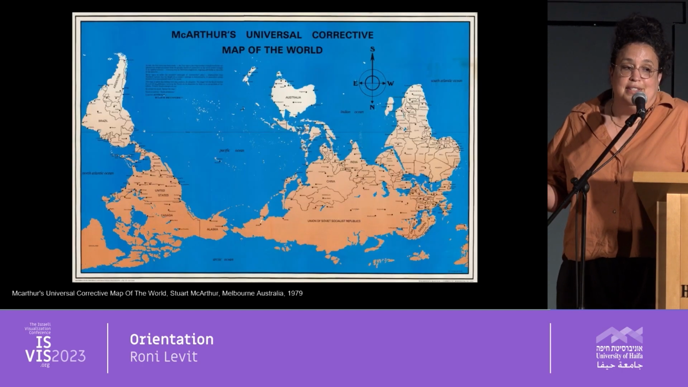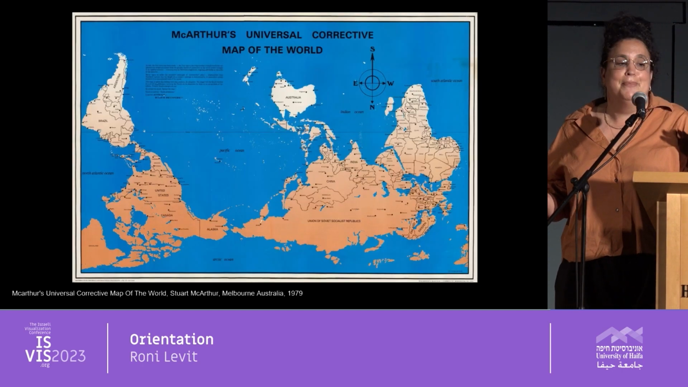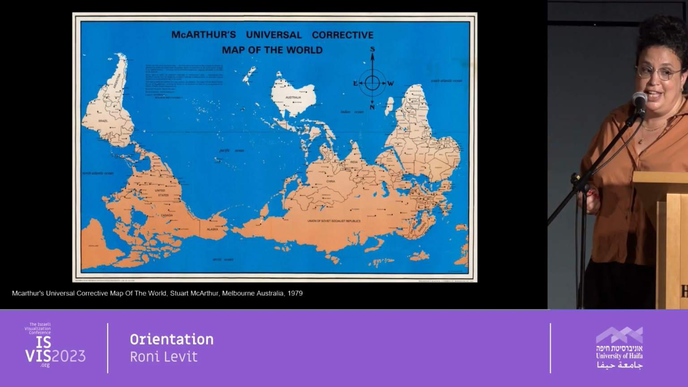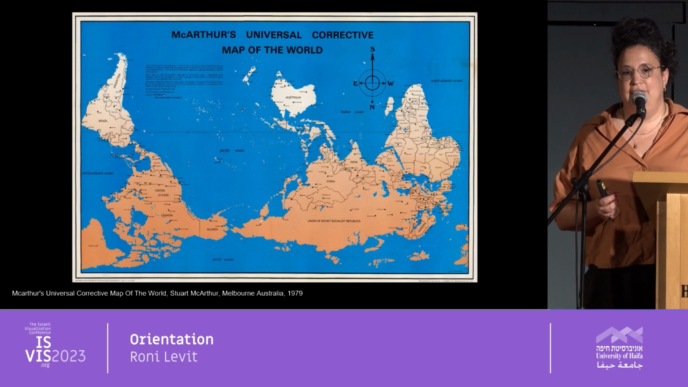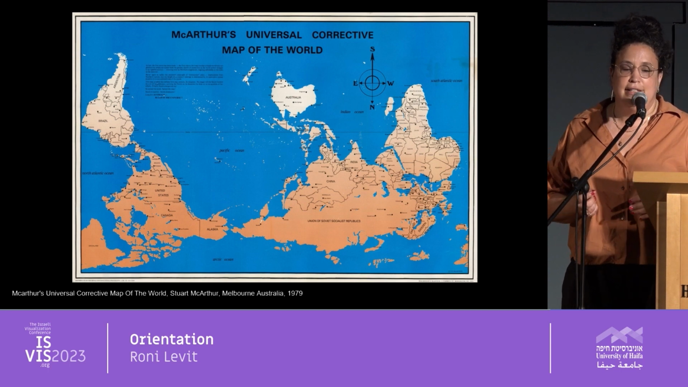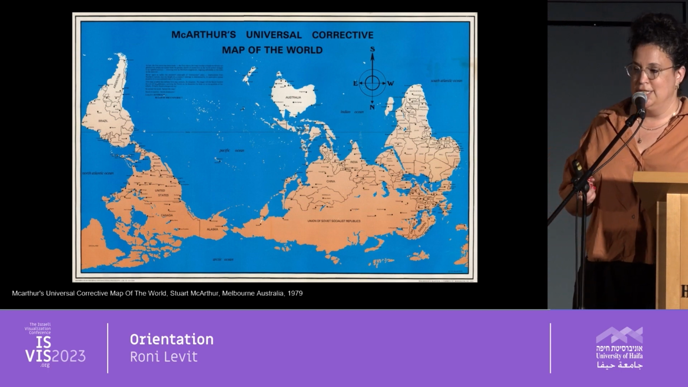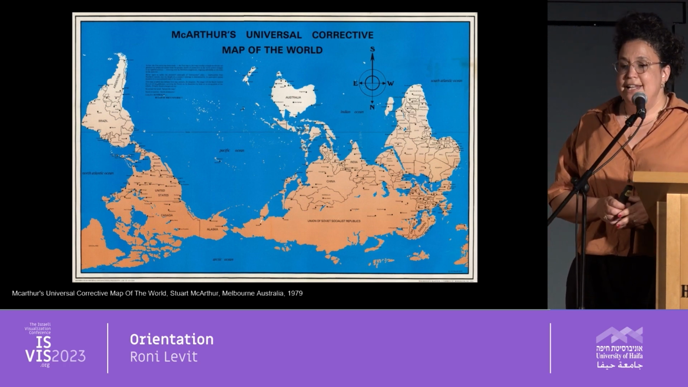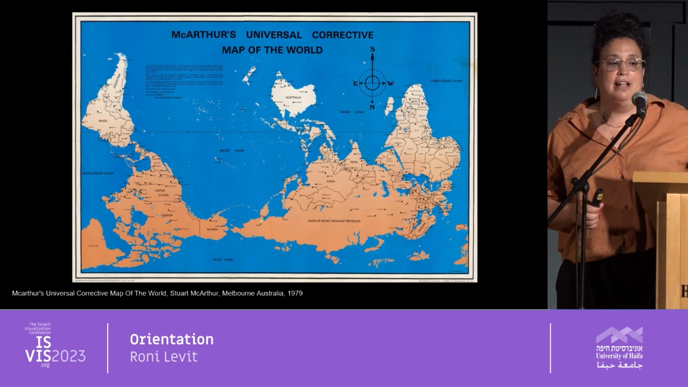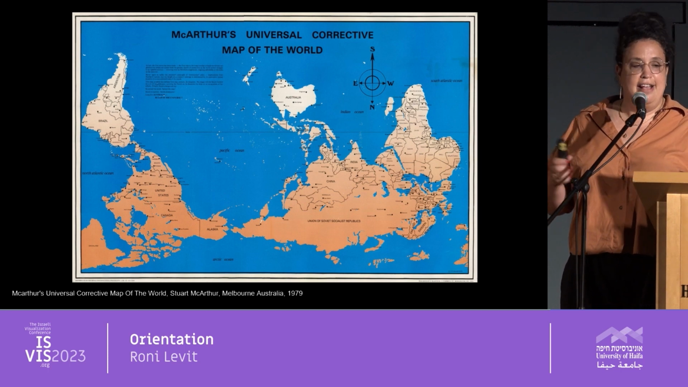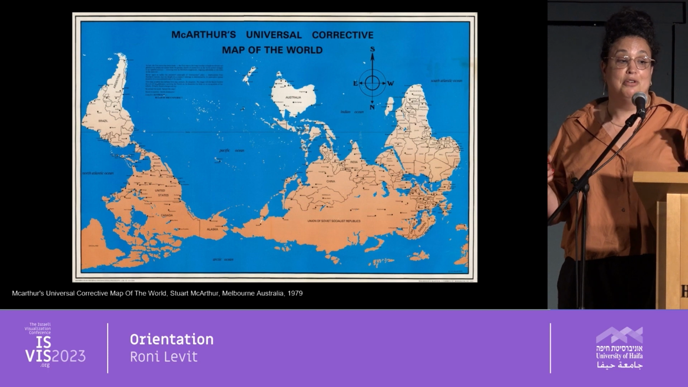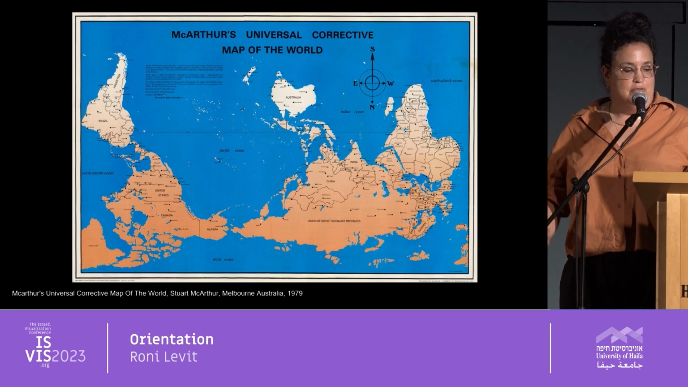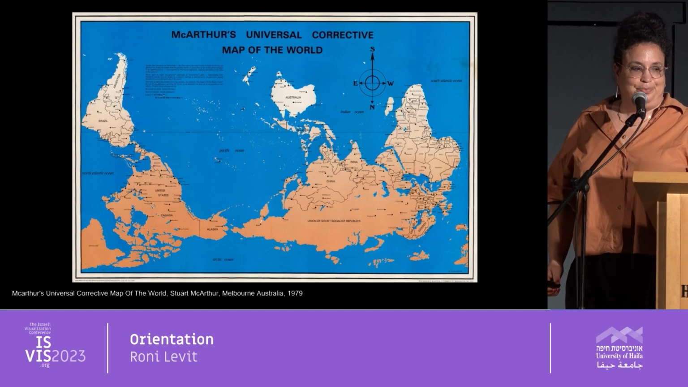And another one, which is humorous, is the McArthur's Universal Corrective Map of the World. This is made by an Australian who said he was tired of his American and British friends saying that he lived in the land down under. So he made a simple flip to the map, but he added this gradient of color, which clearly shows Australia as very dominant and bright in the middle. And he also wrote, in the small print, "Viva Australia, the rulers of the world," or something like that.